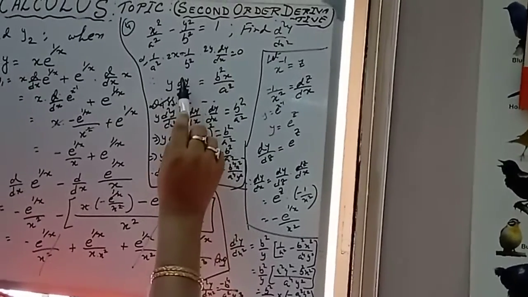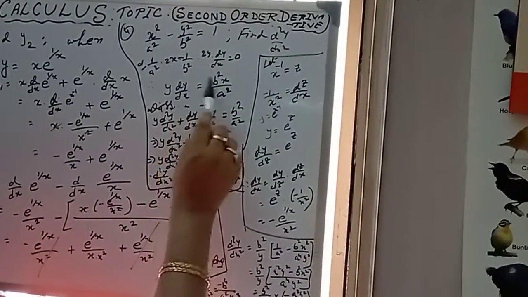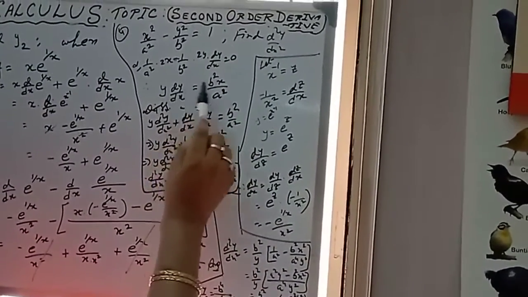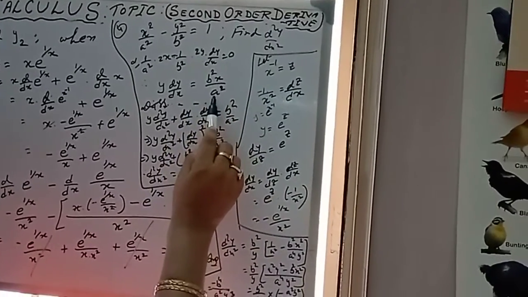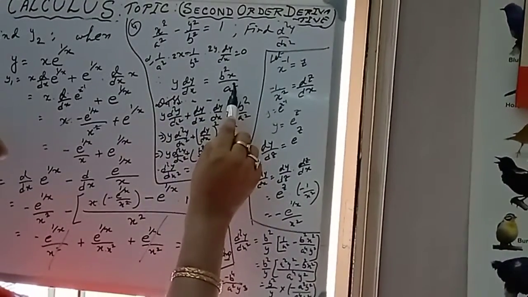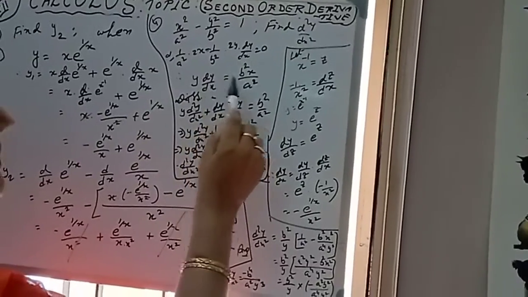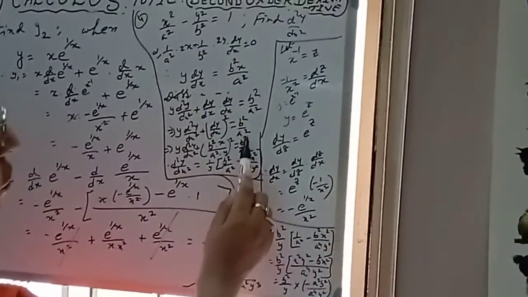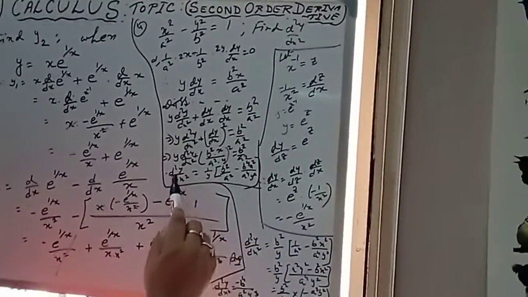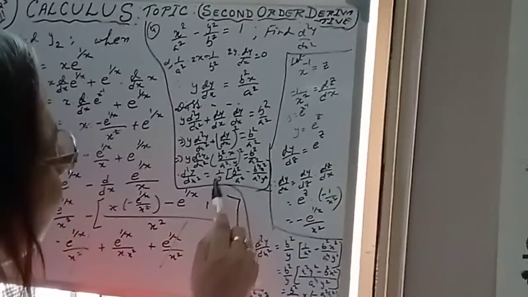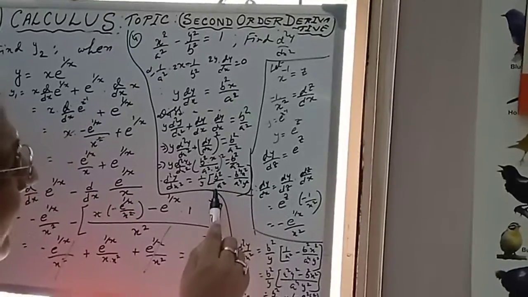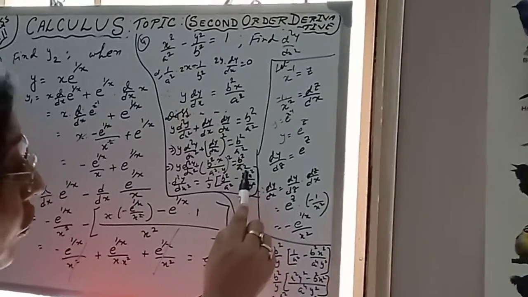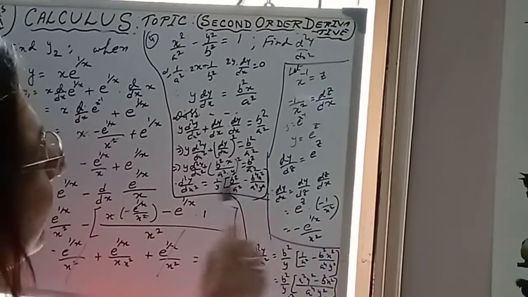Now, what is the value of dy/dx? Let's put the value from the previous one. dy/dx is equal to b square x by a square y. Put the value here and then make it square. Then what we will get? d2y/dx2 is equal to 1 by y into b square by a square minus b to the power 4 x square by a to the power 4 y square.